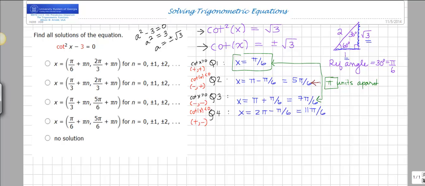Likewise, if I look at quadrants 2 and 4, those are quadrants both where cotangent is negative. Those are pi units apart. So really all I need to do is take the one in quadrant 2, 5 pi over 6, and repeatedly add pi. So I'm going to look for that in my solution. And I only see one in this list that has both the correct initial generators, and then I double check to make sure I'm adding multiples of pi, and then I make my selection.